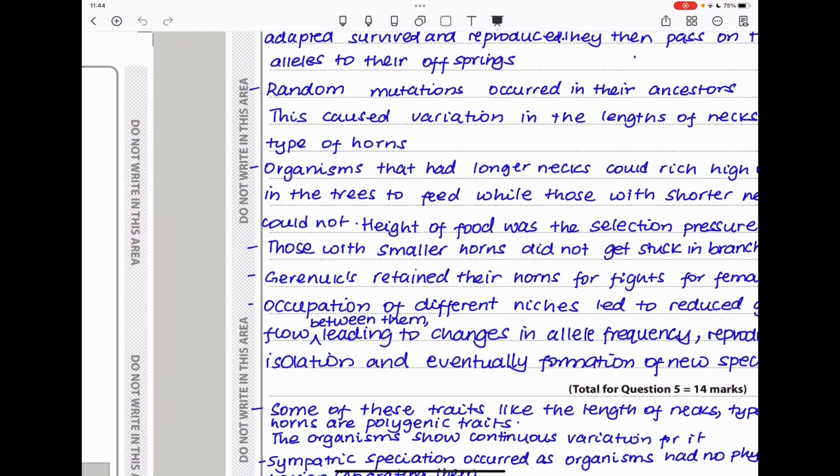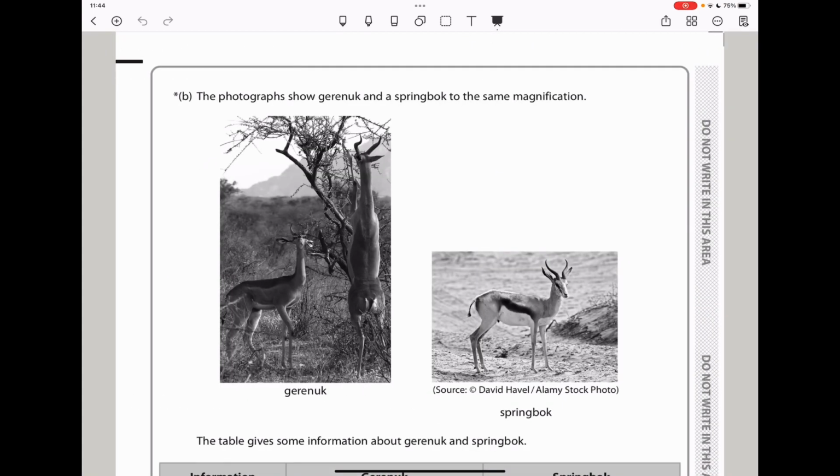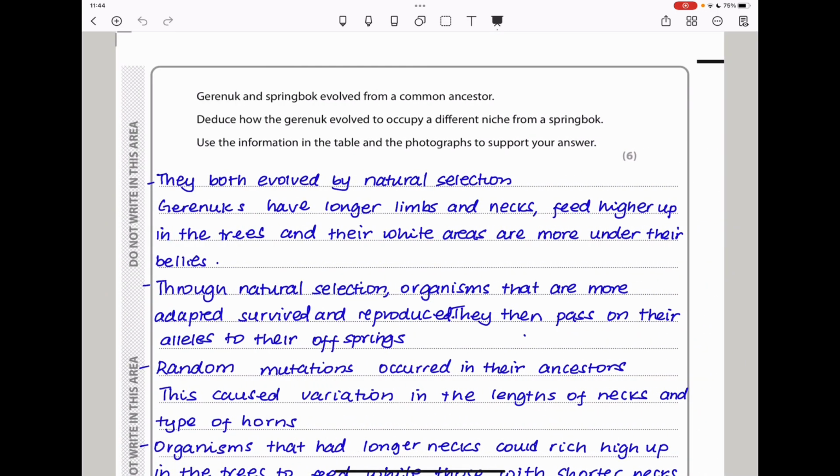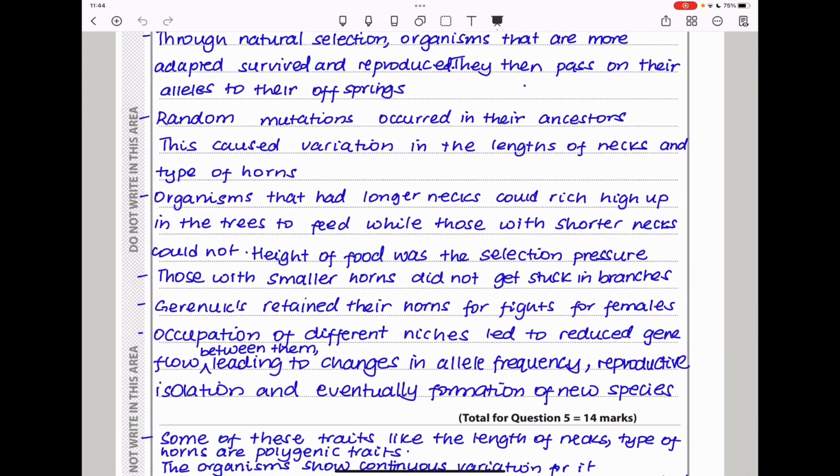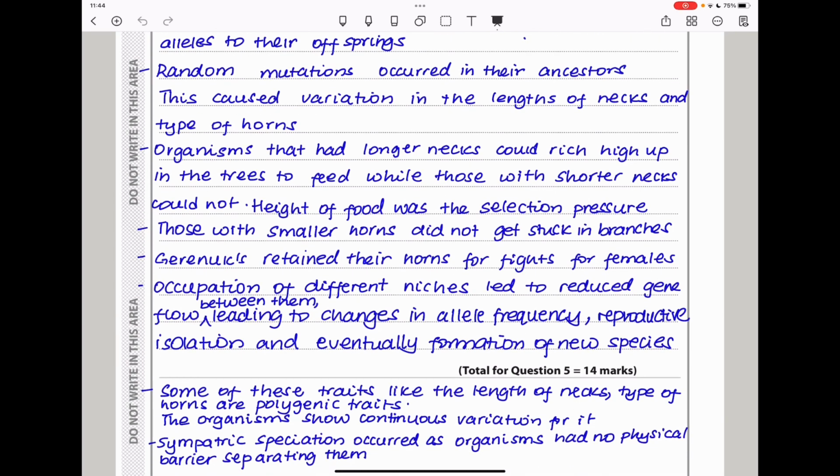On this statement, I want to take you back a little. If you look at these organisms, these ones here have longer horns in comparison to these. Because these feed in among the branches, if their horns are longer, there is a chance that they will get stuck in the branches and the animal will not be able to move away from that area. So having shorter horns is advantageous to them. However, they shouldn't get rid of horns completely because they need horns to fight for the females during courtship. So here I went on to say, Garanox retain their horns to fight for females.